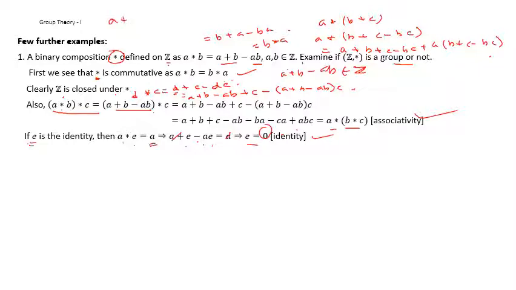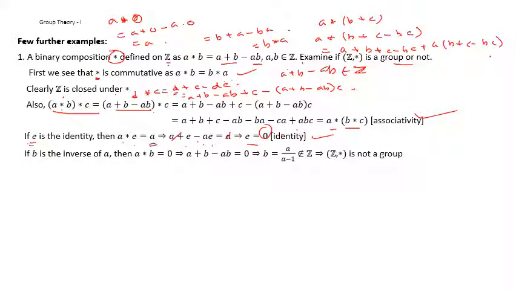আমরা বুঝতে পারছি because what is A star 0? This is A plus 0 minus A into 0. So this is basically A. So A star 0 equal to 0 star A equal to A for all A belongs to Z. So 0 is the identity.